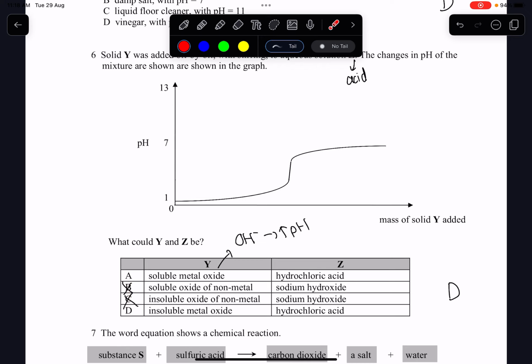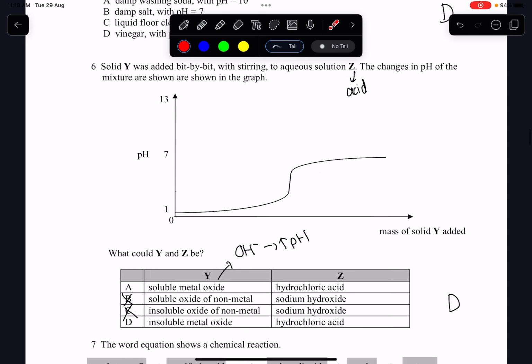Now between Y being a soluble metal oxide and an insoluble metal oxide, how do we know which one Y is? You have to look at the pH change. Remember, if the metal oxide is soluble, it can give off OH- ions in water, aka alkali. But if it's insoluble, it won't be able to give out the OH-, so you will not see the pH going towards the alkaline side. So answer is D, because the pH is not reaching the alkaline side. If you were to use a soluble metal oxide, you would see the pH go towards the alkaline side, and it's quite a drastic change.